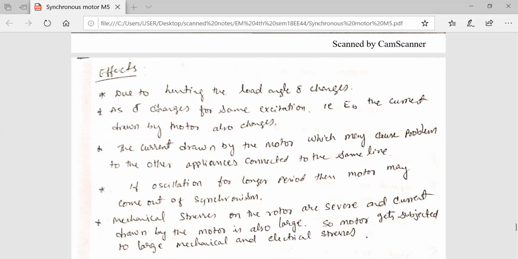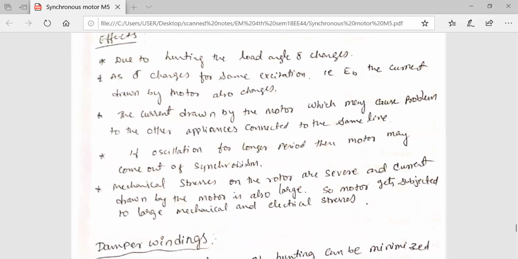Okay, so as delta changes for the same excitation, that is Eb, the current drawn by the motor also changes. Due to that, it will cause problems because the same line is connected to some other appliances. The change in current affects the other appliances connected in the same line, because excess current will be drawn by the motor due to the hunting effect.